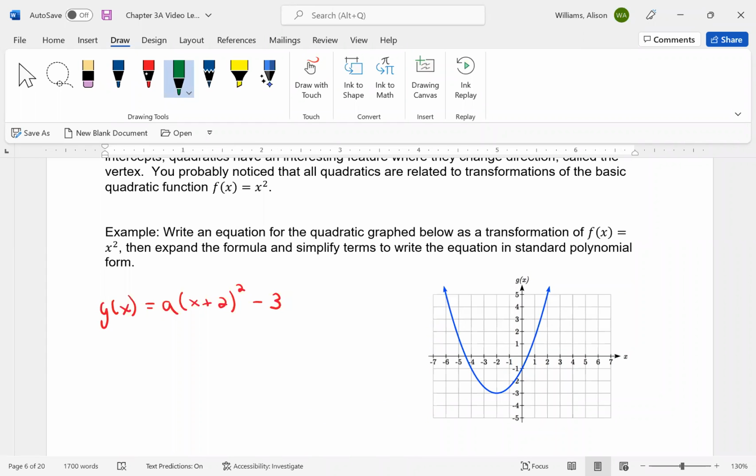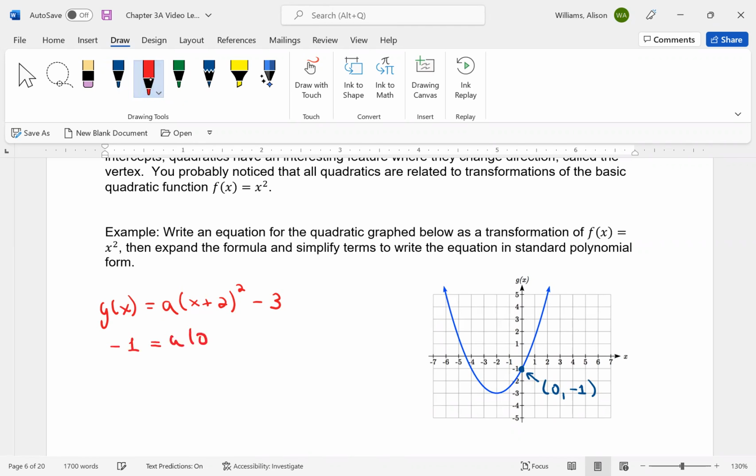One way to do that is to plug another point in from the graph. So here, I'm going to pick a nice point. I'm going to pick the vertical intercept right there, (0, -1). So I'm going to plug in 0 for x and -1 for y. So y in this case is g(x).